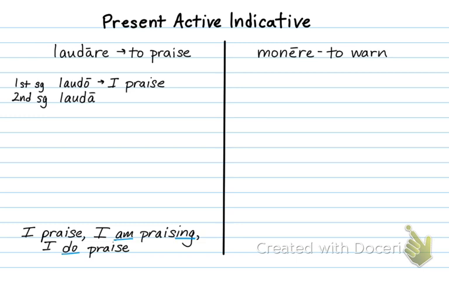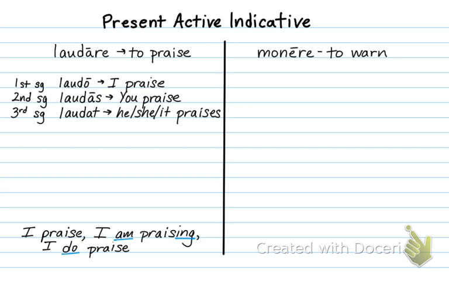Second person singular, you take the stem lauda, add the letter s, you get laudas, you praise. Third person singular, stem lauda, add t: laudat, he, she, or it praises. Again, you can substitute a specific noun for one of those pronouns, like the cat praises. There's another linguistic rule that says that a long vowel followed by a t becomes short, which is why you have laudat with no macron over the final a.